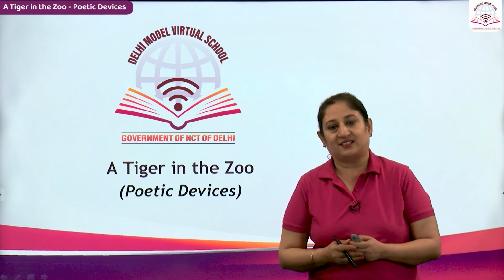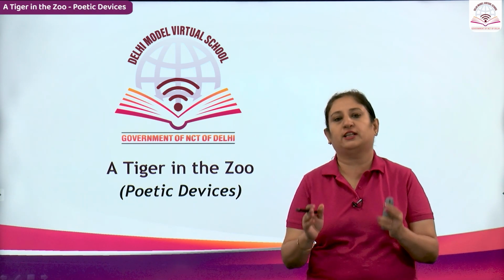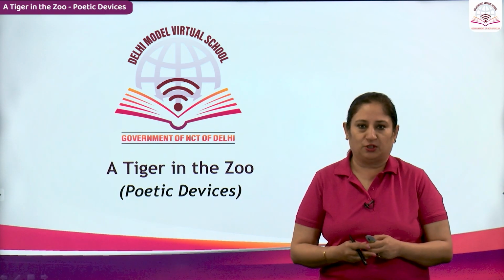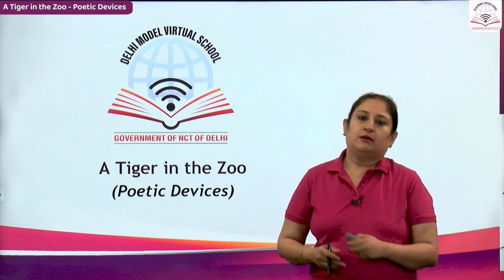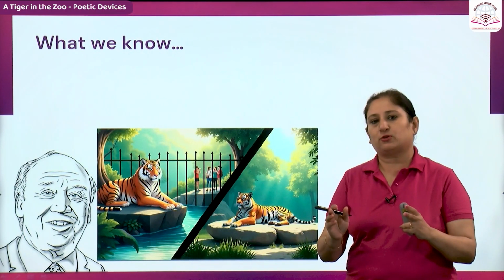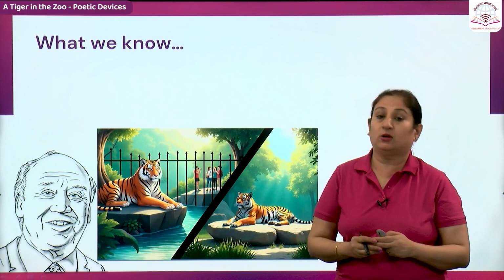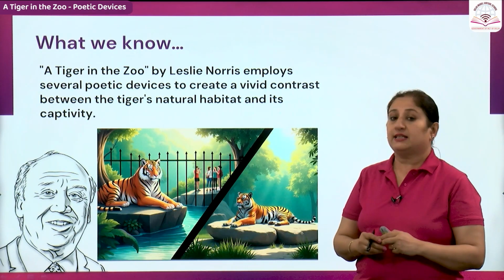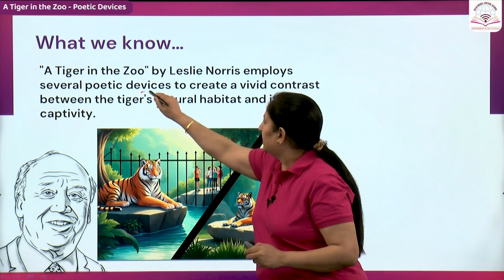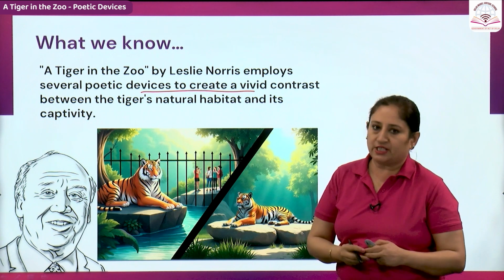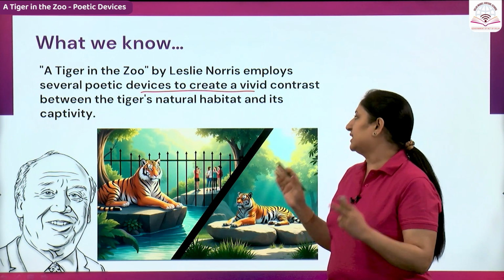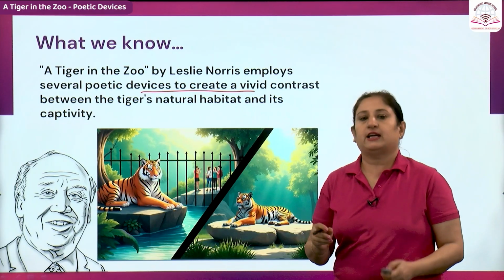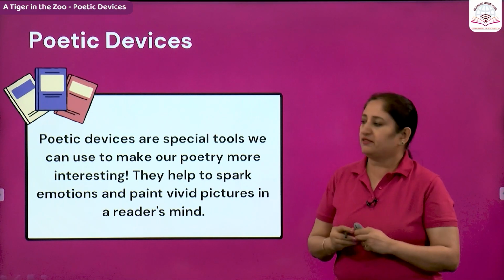Hello learners, in this video we'll focus on the poetic devices used in the poem A Tiger in the Zoo. So let's get started. Before we proceed, let's try to understand what we already know about the poem. A Tiger in the Zoo by Leslie Norris employs several poetic devices to create vivid contrast between the tiger's natural habitat and its captivity. Now let's find out what we mean by poetic devices.